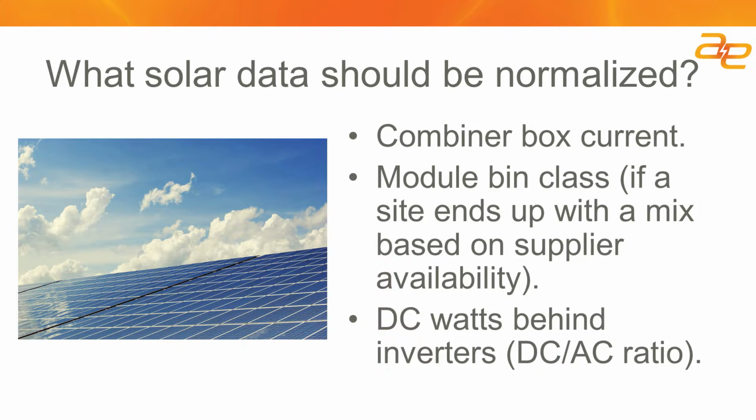Module bin class: if you end up with a site that has maybe half 310 watt modules, half 325 watt modules, just because that's what you could get, then normalizing for energy or for power from one area of the site to another is definitely doable. The last thing that's a little bit harder to normalize but can definitely be done is the DC watts behind the inverter, or the DC-AC ratio.